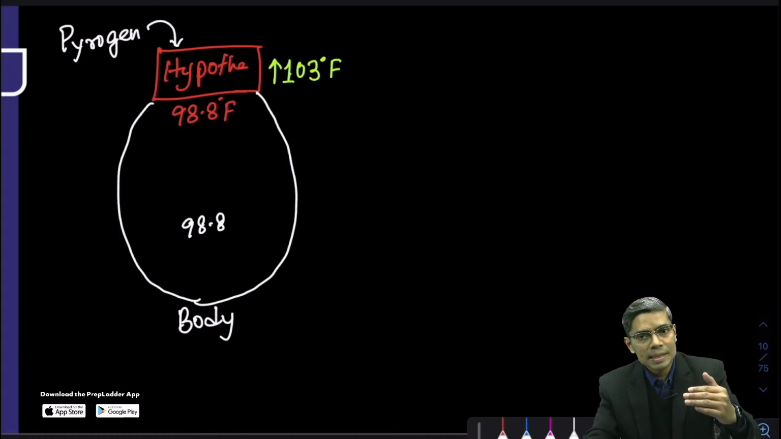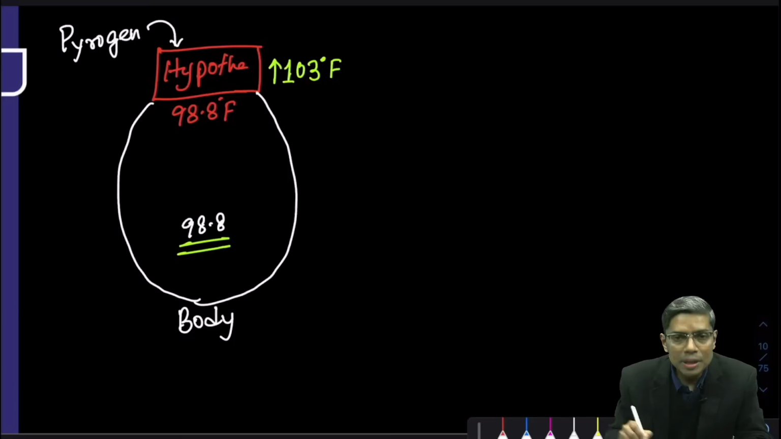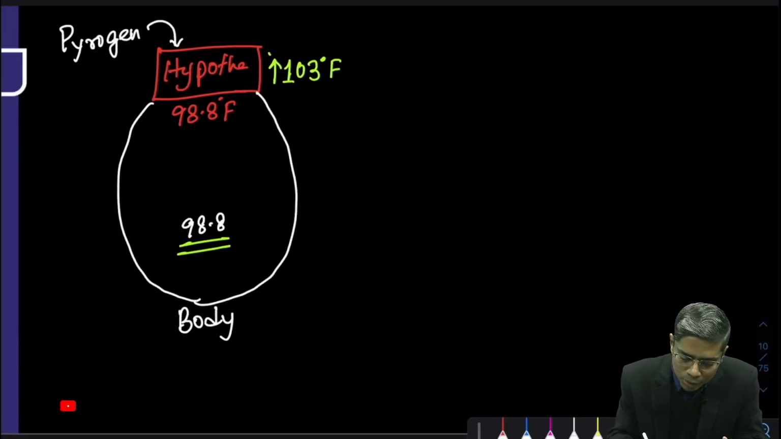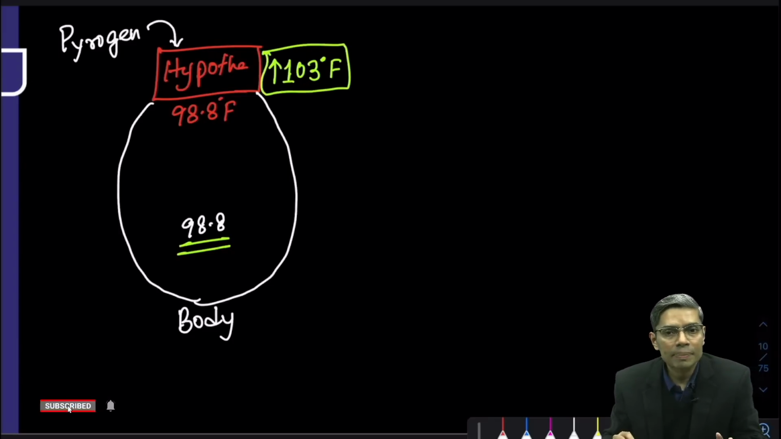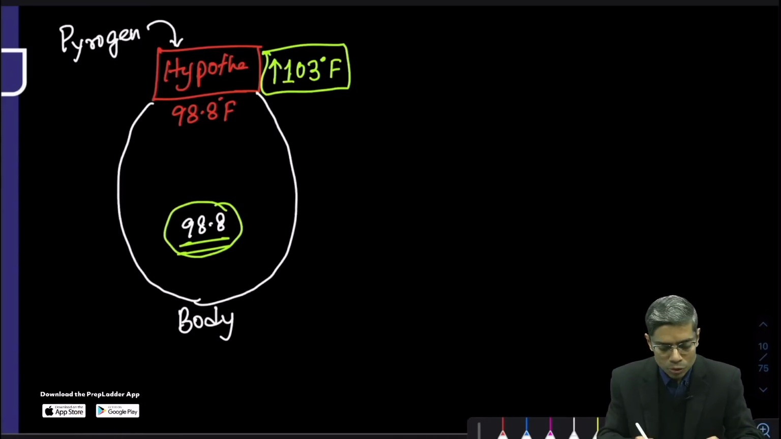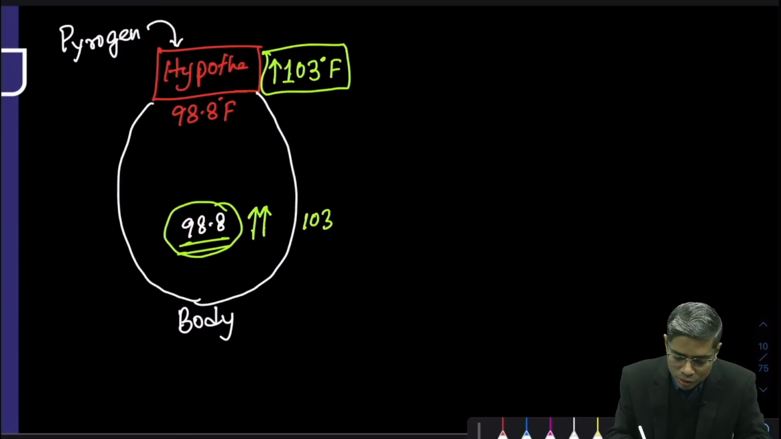So, who is raising the set point? Who is changing the set point? Here the pyrogens. It can be changed by other means also, but here the pyrogens are raising the set point of the hypothalamus. But look, your body temperature is still at 98.8 degrees. So, pyrogens have suddenly raised the set point, but your body temperature is still at 98.8. Now, what will the body tissue try to do? Body tissue will also try to raise its temperature to match the set point, meaning body temperature will also rise and try to match 103 degrees Fahrenheit.